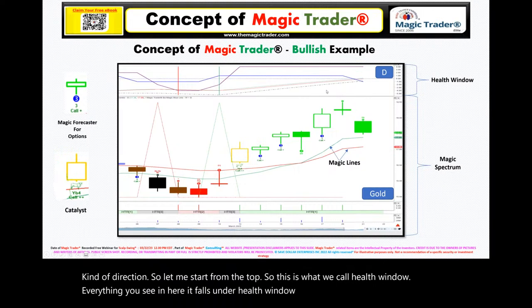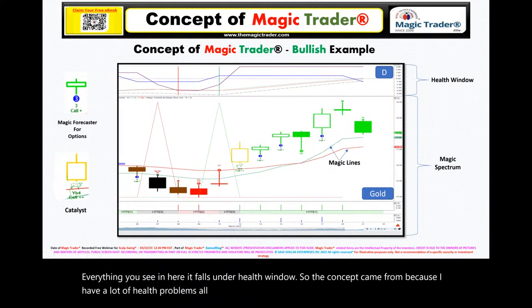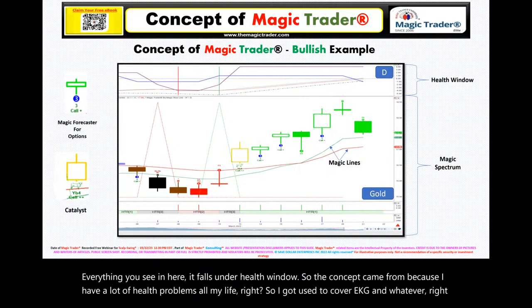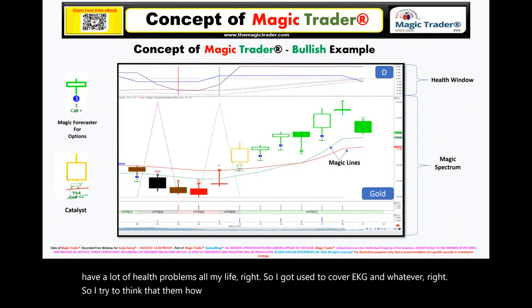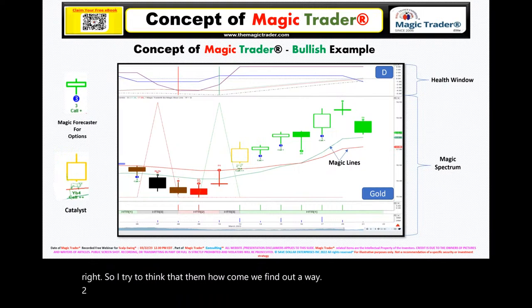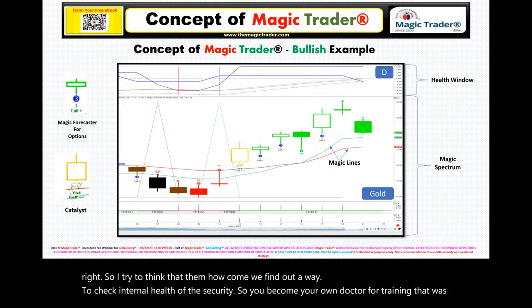The concept came because I have had a lot of health problems all my life, right? So I got used to going on EKG and whatever. So I tried to think at that time: how come we can't find a way to check the internal health of the security? So you become your own doctor for trading. That was really happening in my mind.